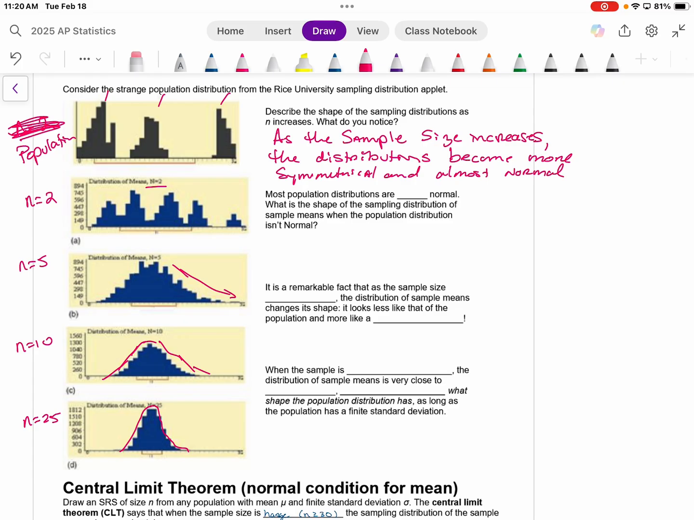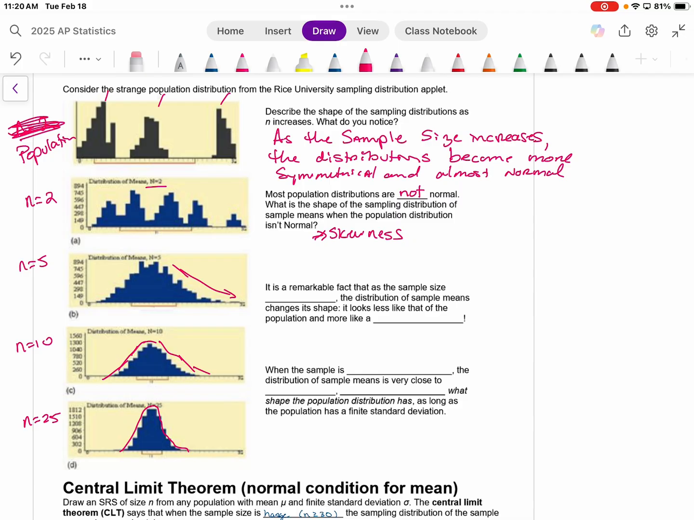Most population distributions are not normal. What is the shape of the sampling distribution of sample means when the population distribution isn't normal? Well, it's going to have some skewness, and that's okay. But as we increase the sample size from n equal to 2, to 5, to 10, to 20, to 30, 40, we get more normal.